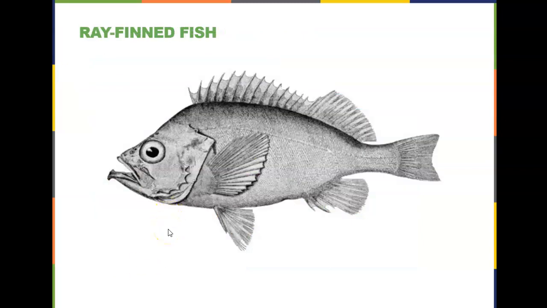We then have the ray-finned fish. So within Osteichthyes, two groups, the ray-finned and the lobe-finned fish. Most of our current day modern fish are ray-finned, and that means they have thin bony structures within their fins to help expand their fins. You see it here in this dorsal fin, in the pectoral fin, and in the pelvic fins, as well as caudal and the anal fins.